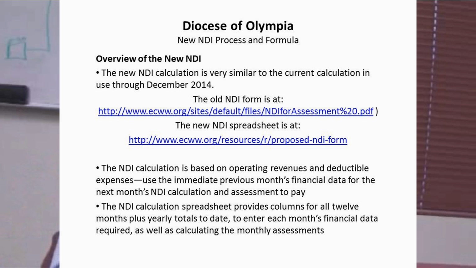It provides columns for all 12 months plus yearly totals to date on the left. And it's calculating all this for you, so you don't have to do it. And you enter in each month's financial data required in the fields, the revenues piece and the deductible expenses piece, and then it calculates the rest for you and gives you your information.